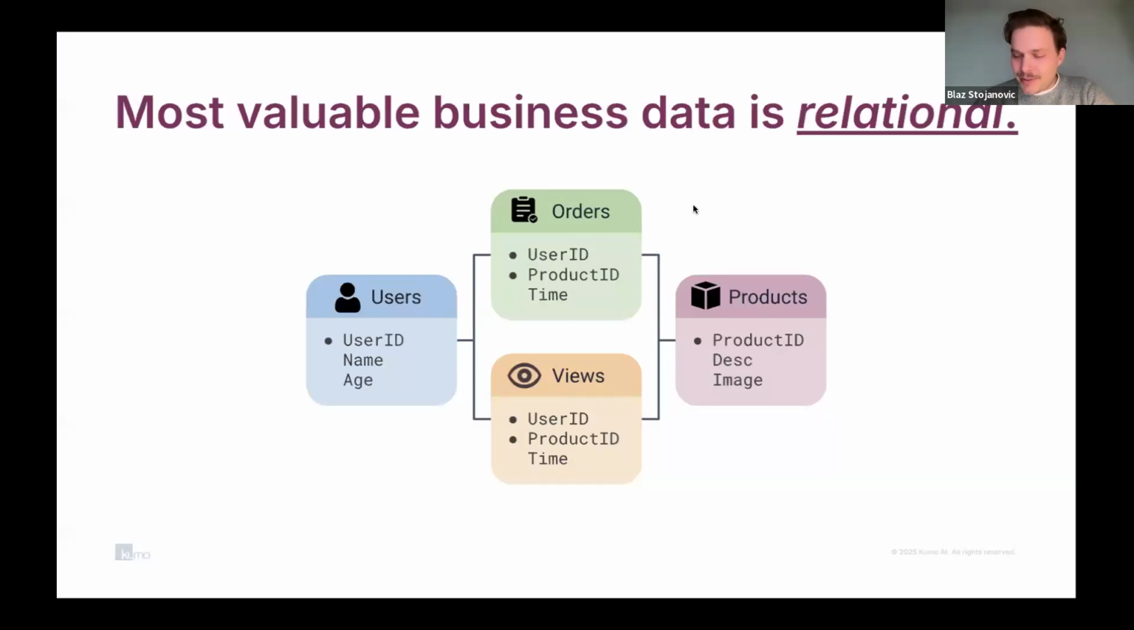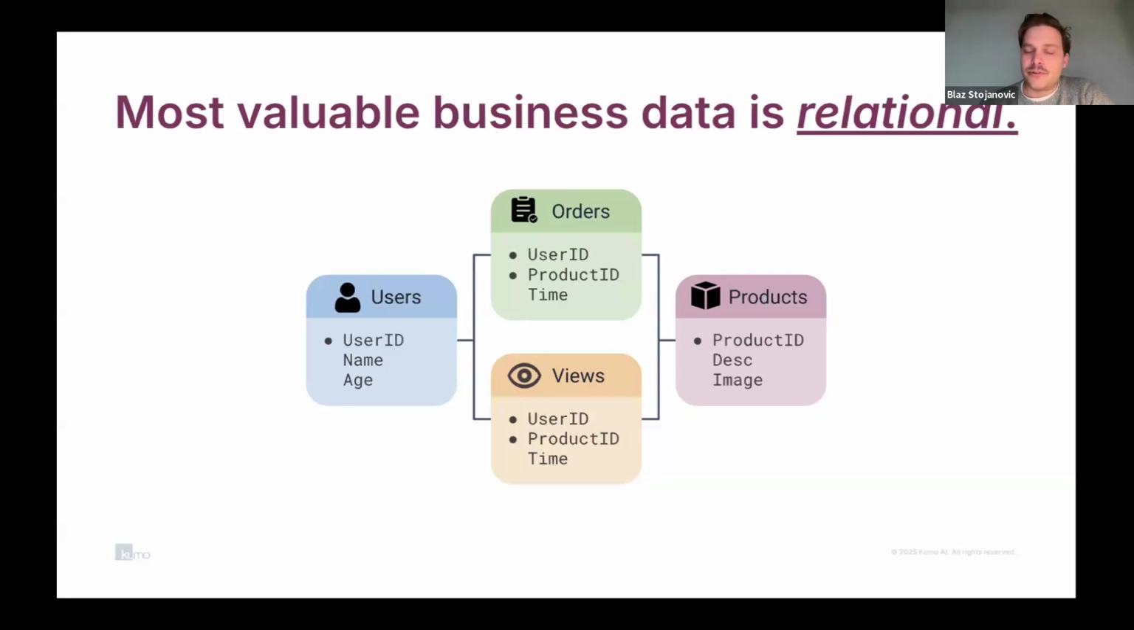Kumo is a company that is built on a very simple premise, and it is that most valuable business data is actually relational. Relational meaning that it is stored in one or more relational tables that live somewhere in your data warehouse and log various bits of information about your business. So here's an example of what this looks like for an e-commerce website. You might store information about your users, products, orders, and views.